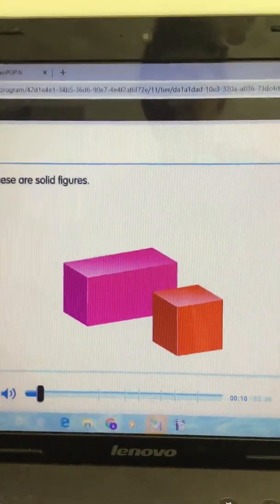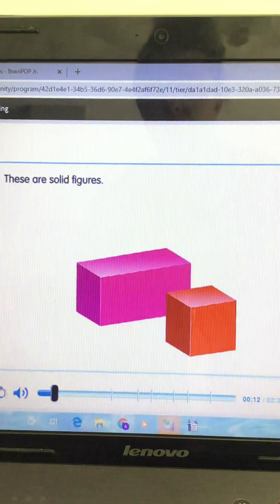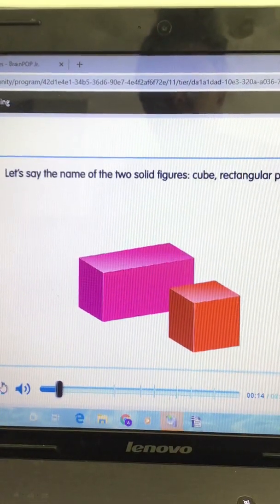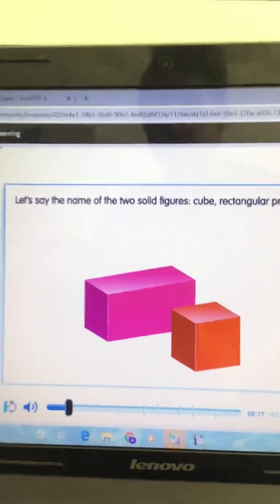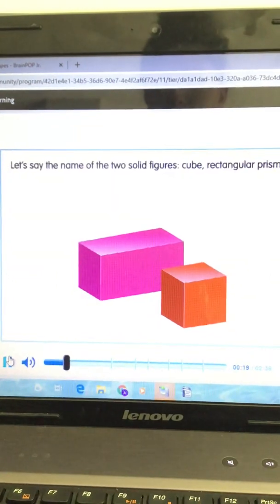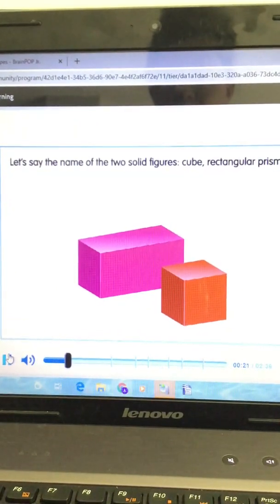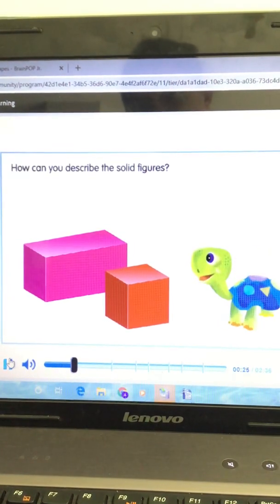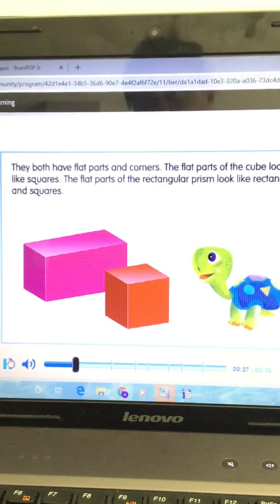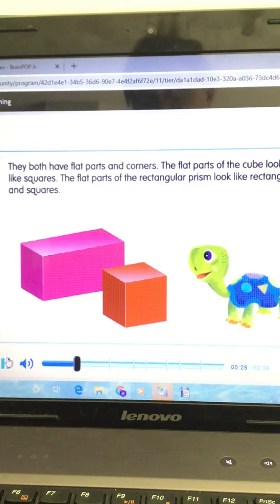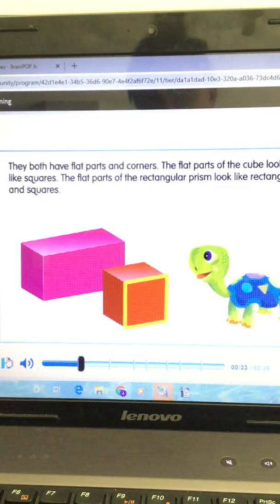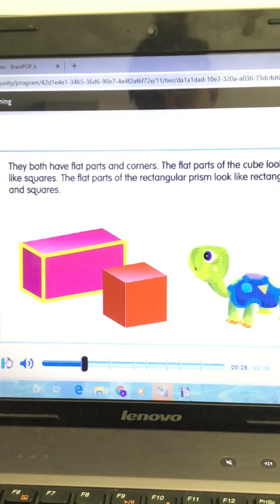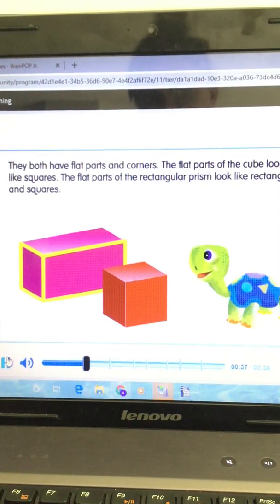These are solid figures. Let's say the name of the two solid figures. Cube, rectangular prism. How can you describe the solid figures? They both have flat parts and corners. The flat parts of the cube look like squares. The flat parts of the rectangular prism look like rectangles and squares.